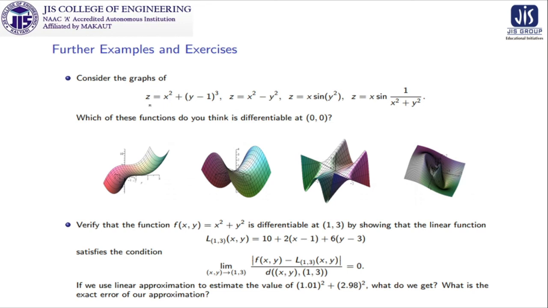We are considering this graph, 1 2 3 4. Which of these functions do you think is differentiable at (0,0)? So look at the smoothness and you will be able to decide. And obviously after the decision, you please test your decision by the mathematical tools, the techniques.